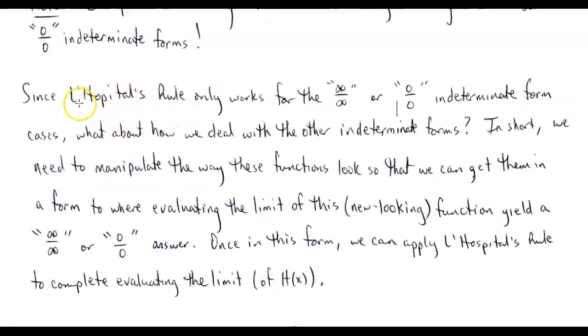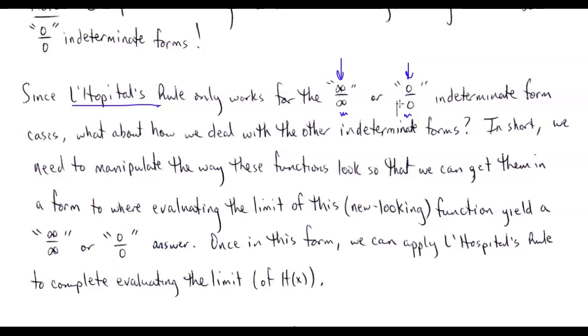All right. So as I've mentioned before, L'Hopital's rule is only going to work whenever we have infinity over infinity or zero over zero outcome whenever we evaluate a limit. However, there are other indeterminate forms that we have to deal with. And like I said before, we want to take those functions that end up having those indeterminate forms when we evaluate the limits and get it back to one of these two. Okay. So what we're going to do right now is quickly look at what some of those other forms are.